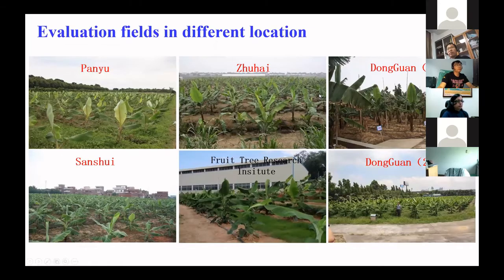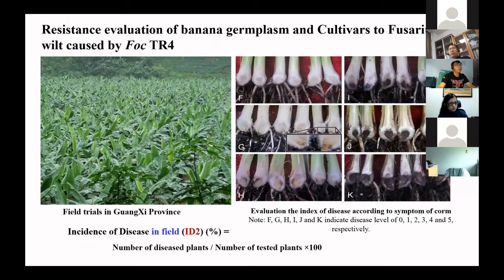From the field evaluation, in different locations, we have several locations here. So from the field evaluation, we have the incidence of the disease. This picture shows one location. We also have very similar symptoms. From F, this is very clean with no symptom, and K has very serious symptoms in rhizomes.